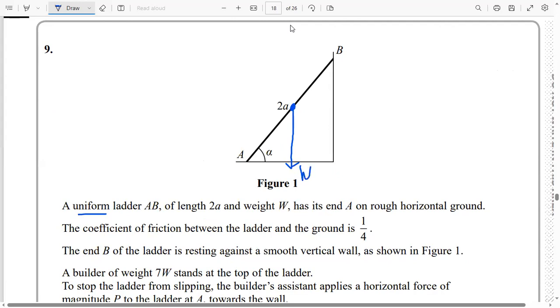Watch out as well. This is a weight. This is W, an actual weight, so this is not a mass in kilograms. This is W newtons of weight.